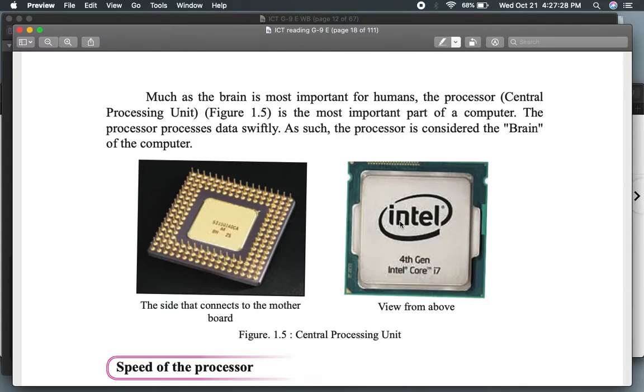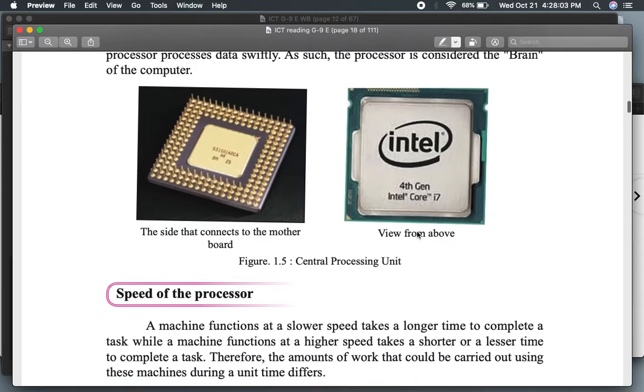And as you can see, the CPU is an Intel processor, which is 4th generation Intel Core i7. i7 processors are generally better compared to i3 or i5 processors, and are more expensive, and are also better at processing than the lower tier processors.